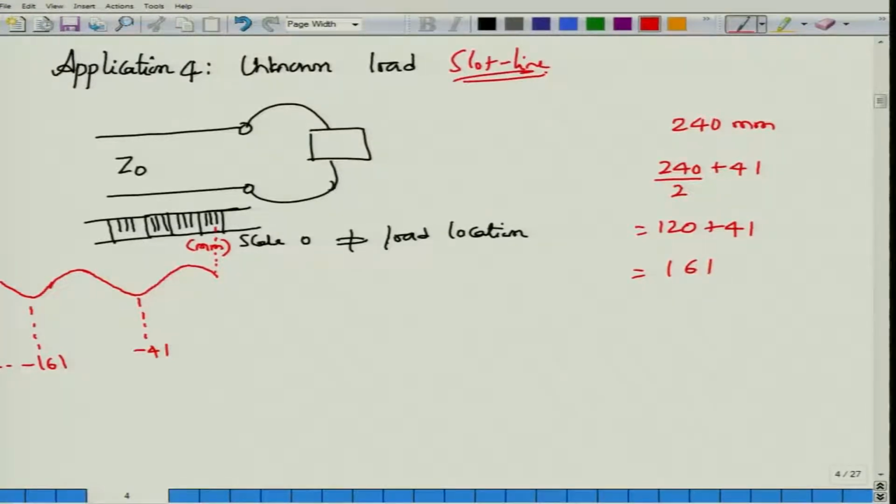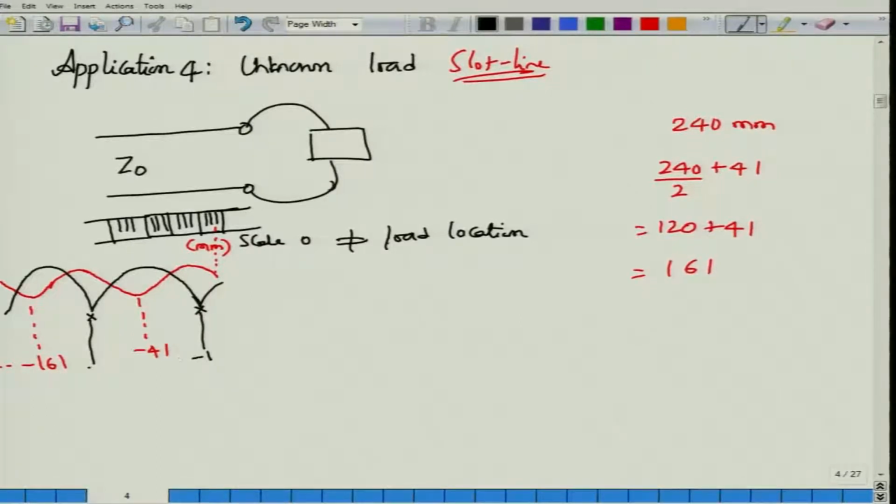Now, what I do is I replace this load by a short circuit, and when I do that, I find this type of voltage measurement. These nulls are fairly well defined, and I can pick any null that I want as my load. I can pick this null, for example, which is located at minus 1.